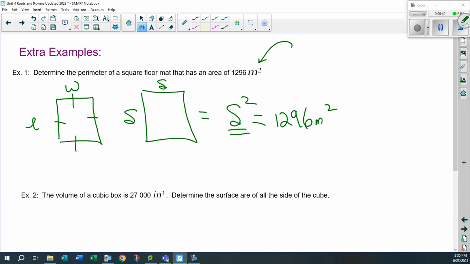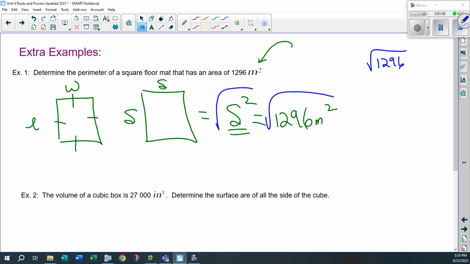So how do I find the length and width, or in this case, the side? Simple. Square root both sides. So you're looking at the square root of 1296. Now, that's a bit of a problem because what is the square root of 1296? If you don't have a calculator, you're going to go by twos. Twos, twos, twos, all over the place. Well, I don't want to go by twos.